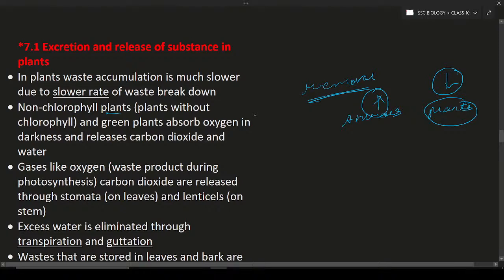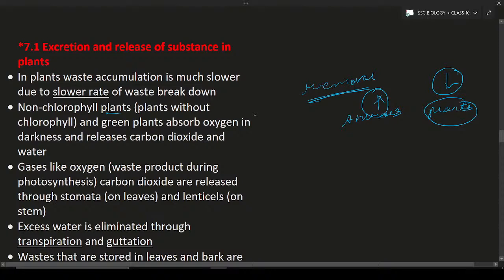The doubt is: what is excretion? Excretion is nothing but the removal of waste materials from the body. All the time, waste materials are produced in the body, so these waste materials have to be removed from the body. The process of removal of waste materials from the body is known as excretion.